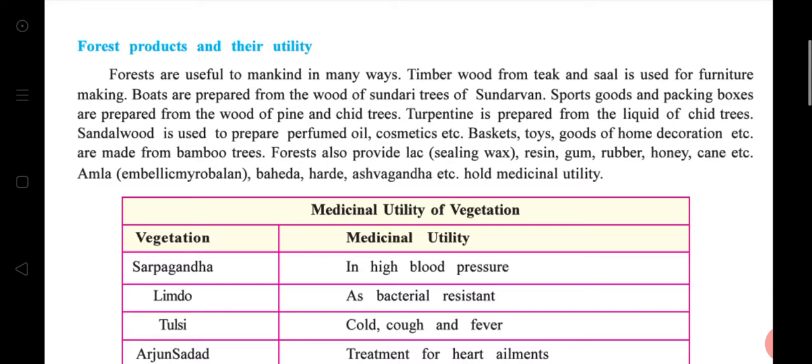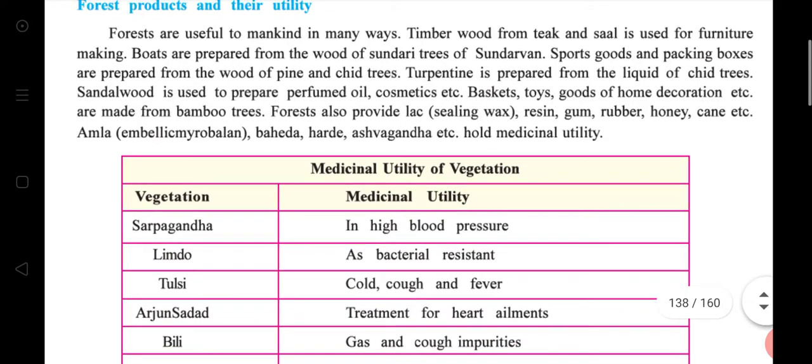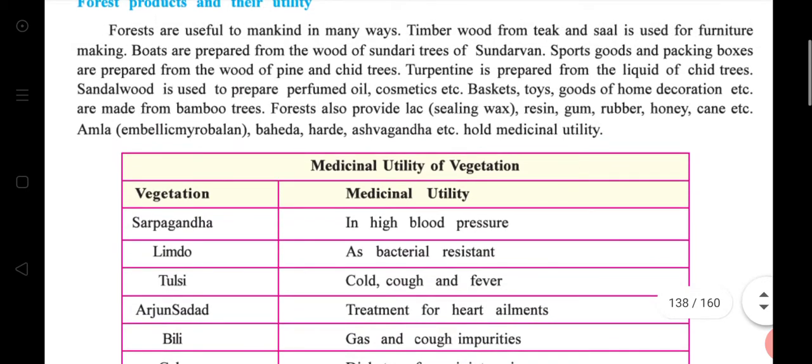Product and the utility. Like timber wood from teak and sal for furniture. Boards prepared from wood of sundari. Swords and packing boxes prepared from pine and shade. The first para is related to routine life, and the second, sorry, the table below is for medicinal utility. Learn, not read.